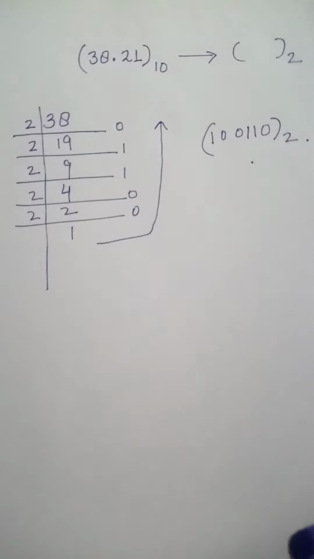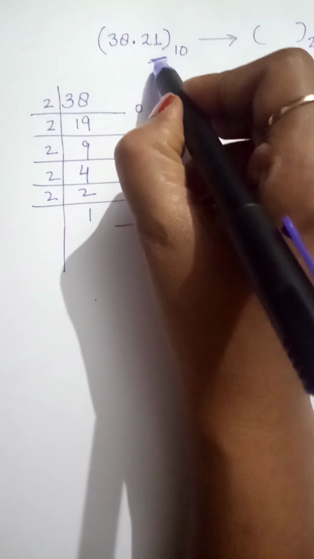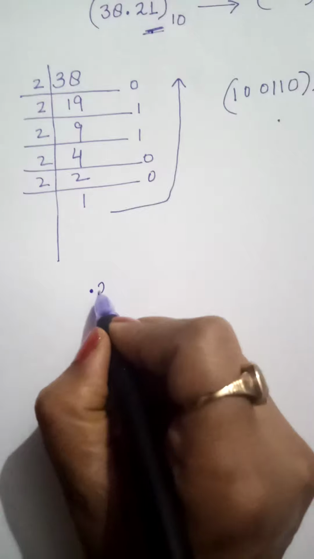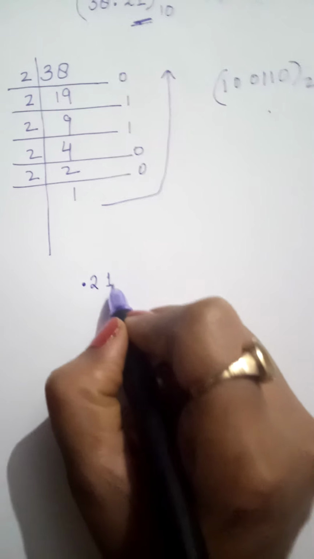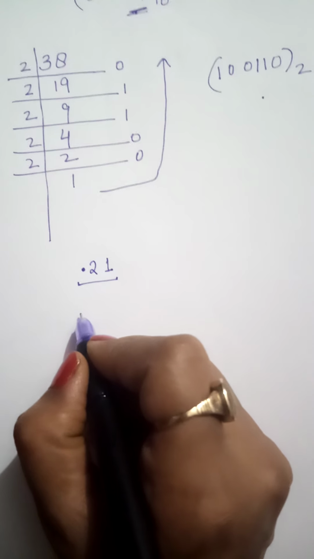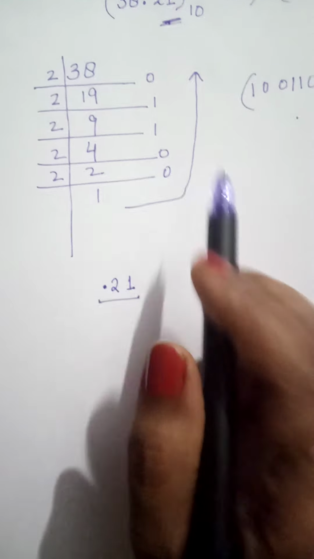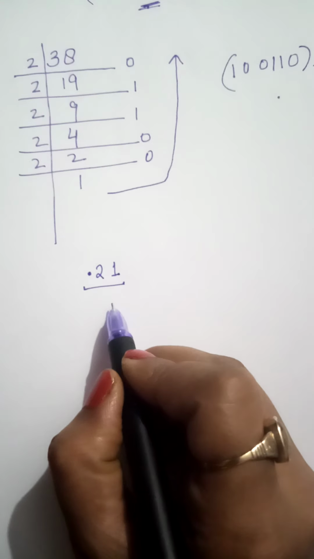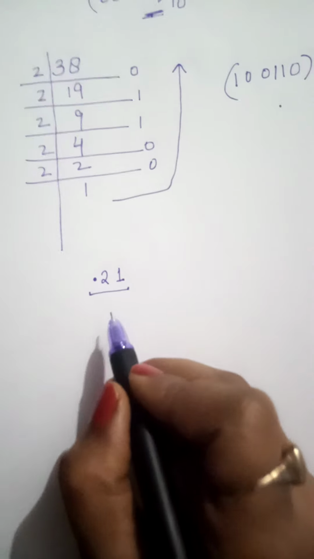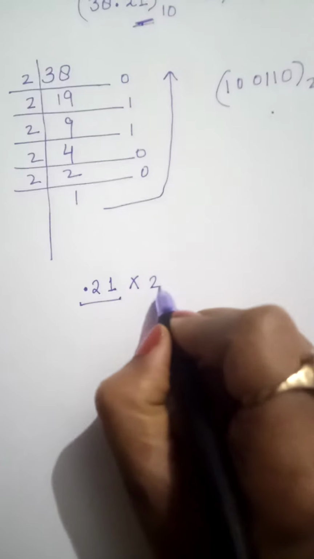Now you have to convert the fractional part, this one, 0.21. You need to convert this also into binary. So how to convert the fractional part from decimal to binary? For the integer part you will be repeatedly dividing by 2 and for the fractional part you will be multiplying by 2 repeatedly. Okay, so 0.21 into 2.